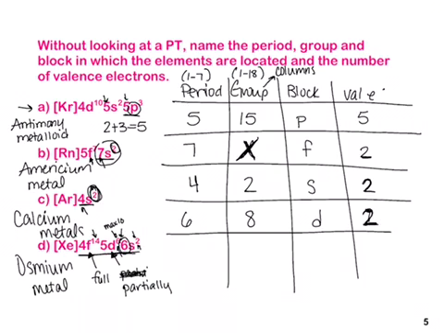So worst case scenario, you have to look at a periodic table to help you out, but you should start to try and wean yourself off of the periodic table and try to be able to answer these questions with just looking at the electron configuration.